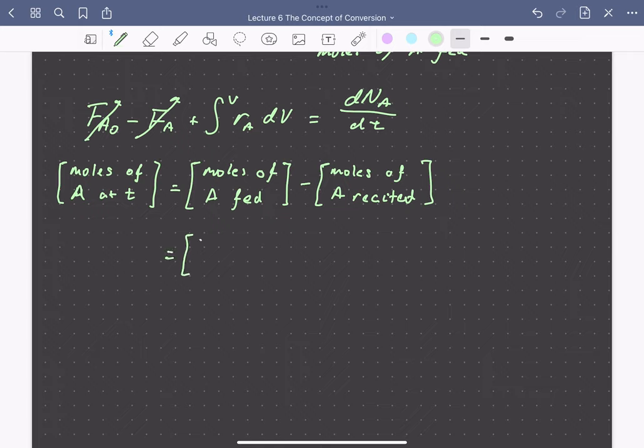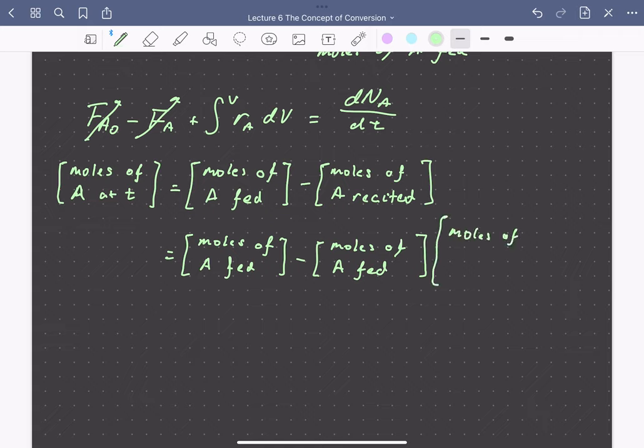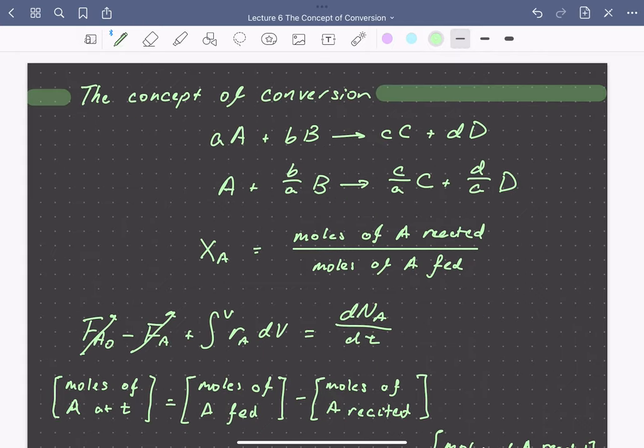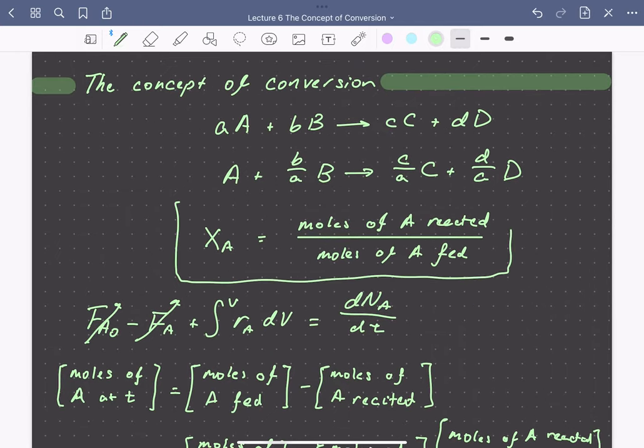I'm just going to break down this last term in our equation a little bit. The right-hand side we can write as the number of moles of A fed. And then I'm going to say that the moles of A reacted is equal to the moles of A fed times the moles of A reacted divided by the moles of A fed. We can identify this last term, the moles of A reacted divided by the moles of A fed, as the definition of our conversion of A.